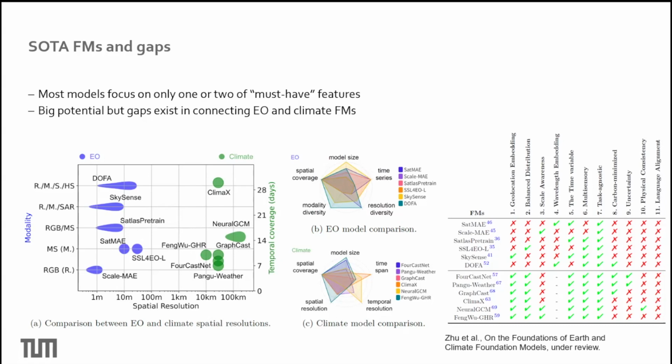And another thing you can see from the x-axis, which is the spatial resolution, is that a big gap exists in order to connect observational data and the climate foundation models, reaching basically from 10 meter, 30 meter here up to 10 kilometer.